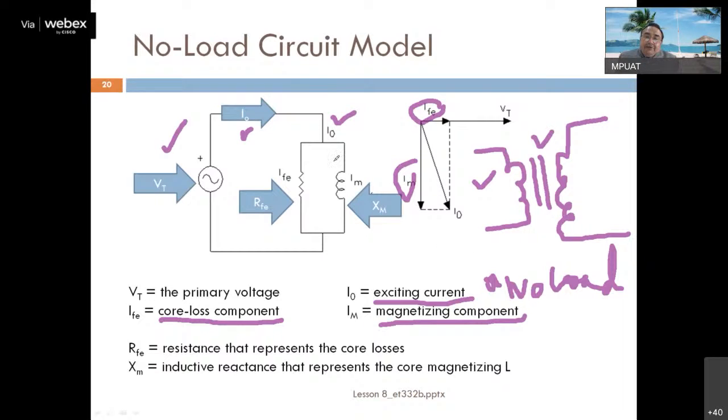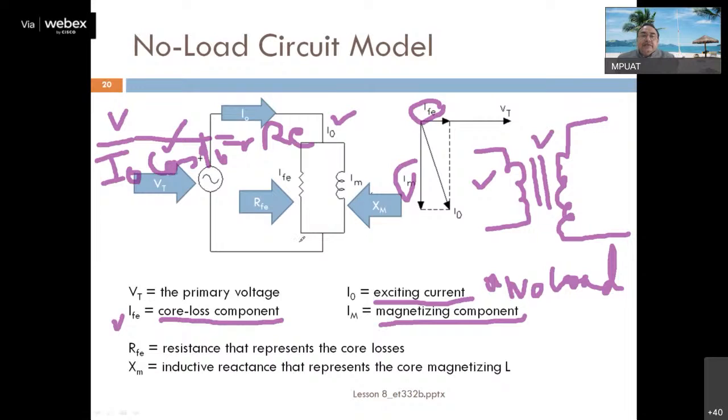Now I will draw the equivalent circuit. I naught has two components. One is IFE, the core loss component. What will be the value if I divide V by I naught cos phi naught? V divided by I is an impedance, but it is a loss, therefore I will represent it by RFE or simply RE. Here I have written RFE; I can also write RE.